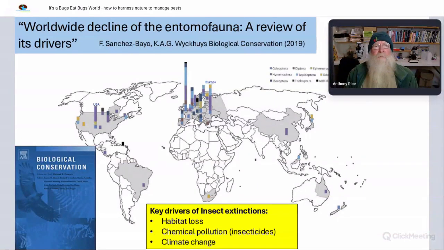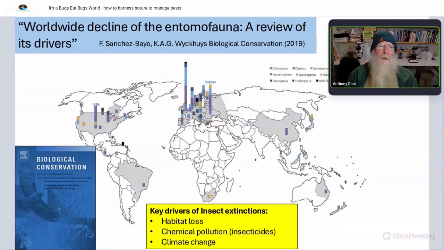So where have those studies mostly been carried out? In a review of the drivers of insect decline, these authors gathered as much information as they could and investigated what was causing the decline. And the number one driver they found was habitat loss.